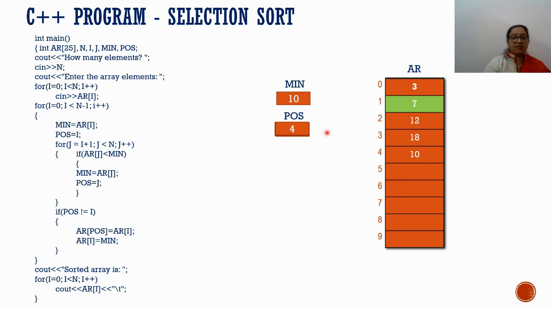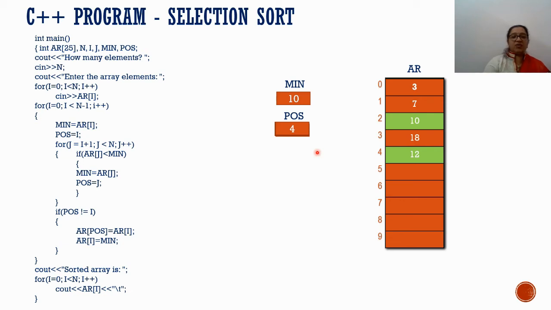Now what is the next step? We want to shift it: the 12 to the 10's place and the 10 to the 12's place. We want to exchange it. So after the exchange, after the pass, we get the array like this. 3, 7, 10 are in sorted order, but 18 and 12 are unsorted.